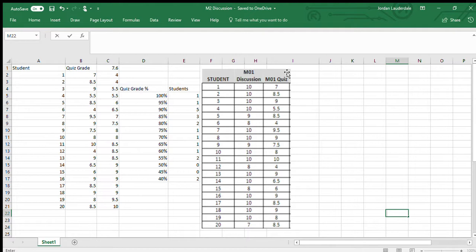I decided to just look at the first 20 students, the data that they brought to the table, just so it was a smaller data set and it'd be easier to analyze just for this purpose. And I decided to specifically look at the results of the Module 1 quiz.